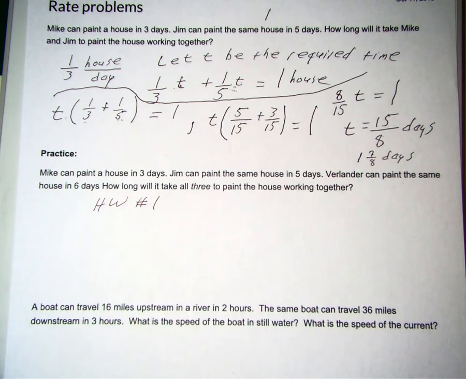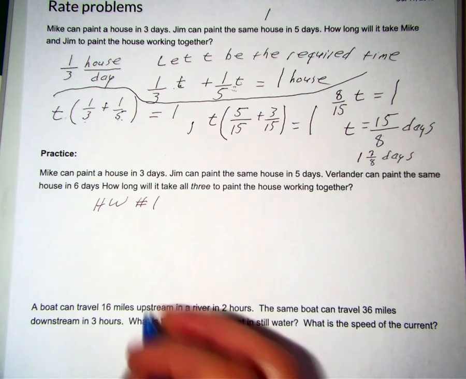Now, let's take a look at this example right down here. Okay? It says a boat can travel 16 miles upstream in a river in 2 hours. The same boat can travel 36 miles downstream in 3 hours. What is the speed of the boat in still water? What is the speed of the current? All right. So again, there's an assumption that the river is moving at a certain pace.